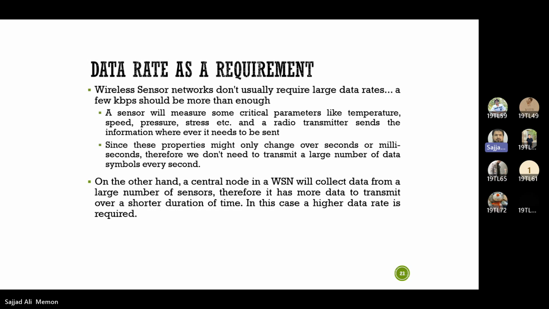On the other hand, a central node in a WSN will collect data from a large number of sensors. Therefore, it has more data to transmit over a short duration of time. In this case, a higher data rate is required.